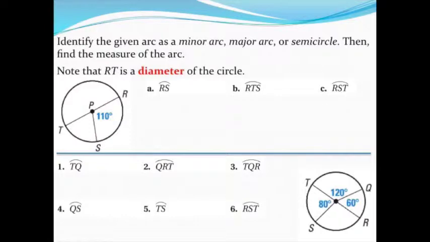To determine if an arc is a minor arc or a major arc, we need to determine if it goes less than halfway around the circle, that would be minor, or more than halfway around the circle, that would be a major arc. If it goes exactly halfway around the circle, we'd say that it's a semicircle.